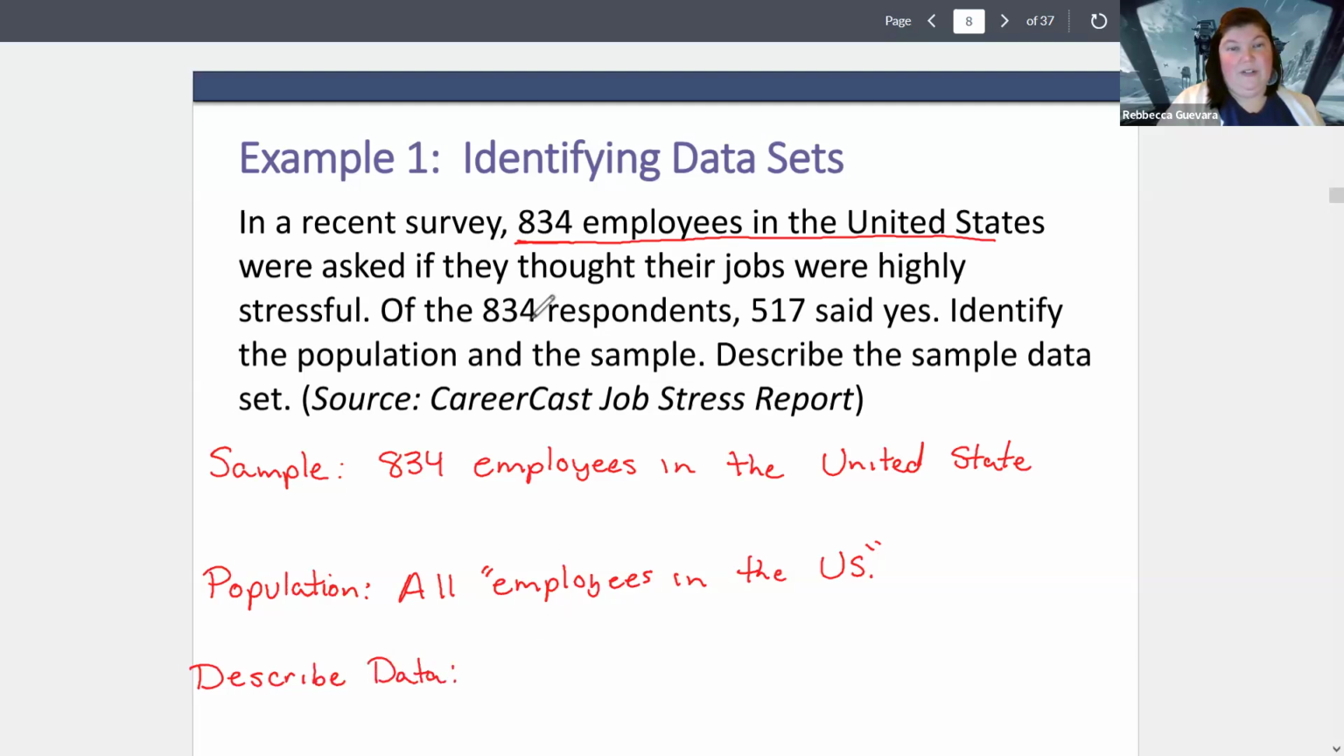So what do we have here? Describe the data. We have 517 out of 834 people say that they are highly stressed. So not only is it just people, but it's employees in the United States. So we would have 517 out of 834 employees in the United States say they are highly stressed.